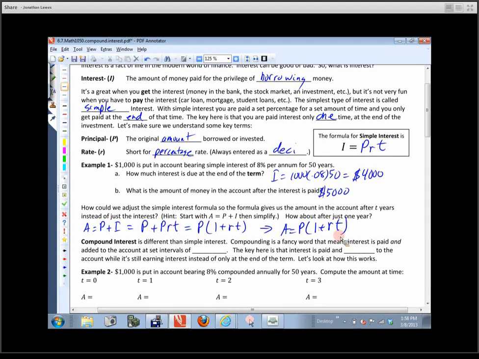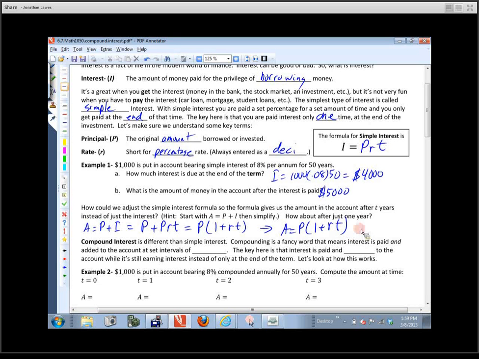Now I want you to think about this for just a second. This is 1 plus the percentage rate times the time. Okay, this 1 right here represents 100% of what you put in there. It represents the fact that you get your original principal back. And then you get a certain percentage of that based on the time.